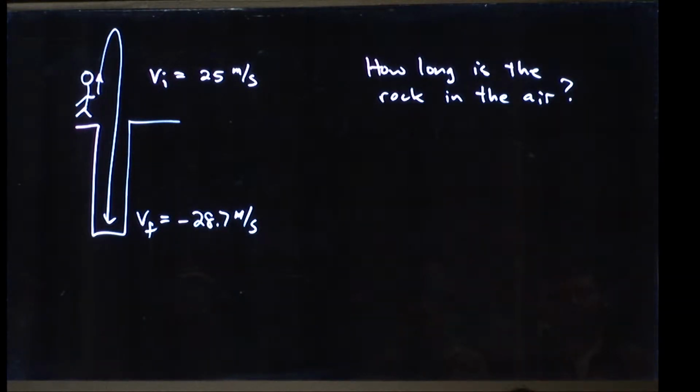We said that you threw it up at 25 meters per second, right, which is about a 50-mile-per-hour throw, which is a pretty hard throw. So if you took a rock and you threw it straight up at 50 miles per hour, and it went up to some height, and then it came down a little bit further than you're standing, but only 10 meters, how long do you think it would be in the air?